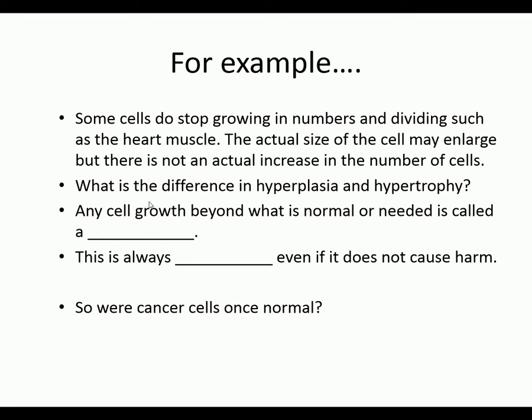So an example of this, some cells do stop growing in numbers and dividing, such as the heart muscle. The actual size of the cell may enlarge, but there is not an actual increase in the number of cells. So this comes into play concerning hyperplasia and hypertrophy. Hyperplasia is going to be an increase in size by increasing the number of cells, whereas hypertrophy is going to be an increase in size by enlarging each cell. So any cell growth beyond what is normal or needed is called a neoplasia. This is always abnormal, even if it does not cause harm.